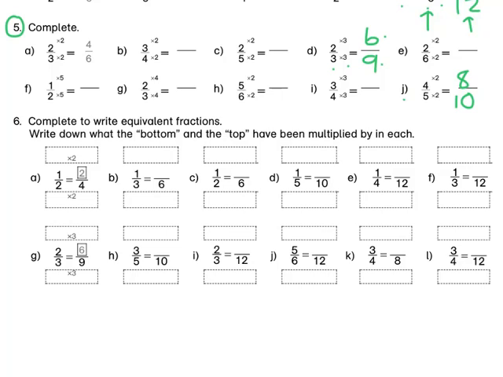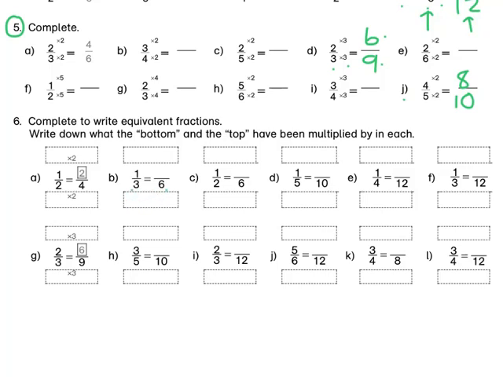Number 6. Complete to write equivalent fractions. Write down what the bottom and the top have been multiplied by in each. So A is our example. From our bottom numbers, 2 to 4 we times by 2. So we times the top by 2. This means that 2 over 4 is equal to 1 over 2. For B, we've got our 2 bottom numbers filled in. So we use that to see what our rule is.